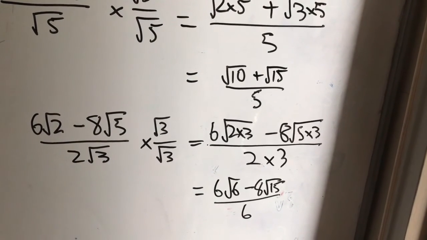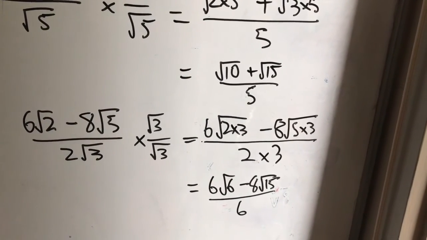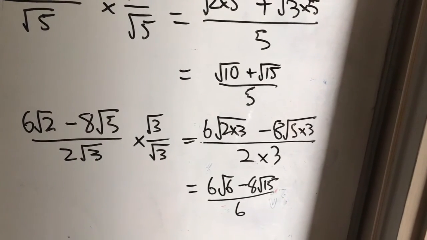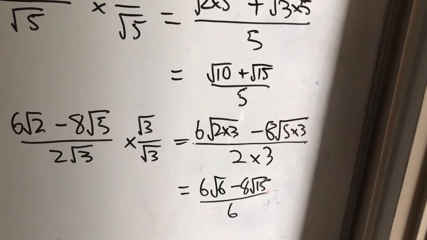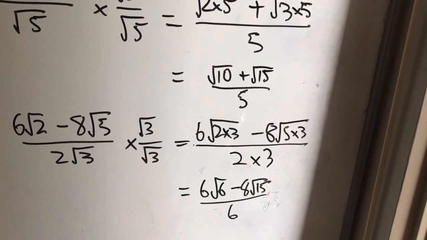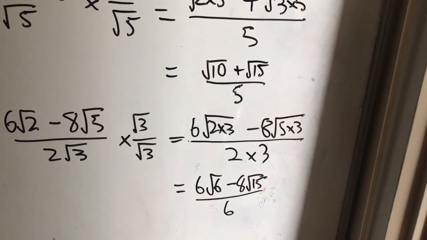You might be asking, could I simplify that further because it's got a common factor in the top line? Yeah, I could. I could cancel down 2 on the top line and the bottom line and get 3 root 6 minus 4 root 15 over 3.